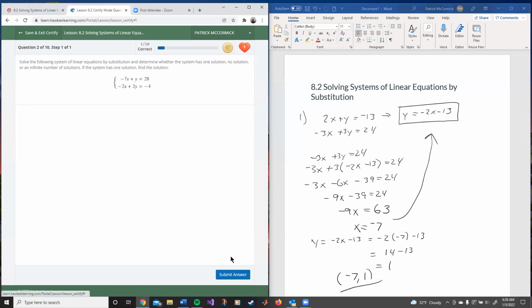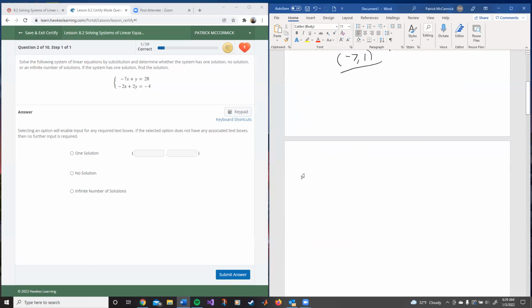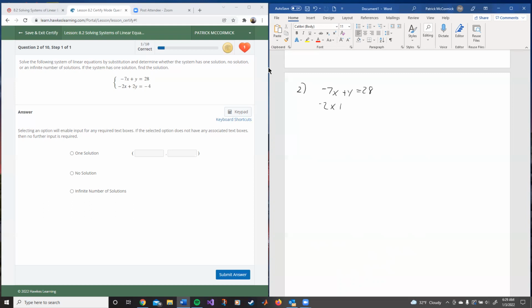Okay. Next problem. So solve the following system of linear equations by substitution. Let me scroll down here, get me another page going. So this will be problem number 2. All right, so let me rewrite it here. So minus 7x plus y equals 28. Minus 2x plus 2y equals negative 4.